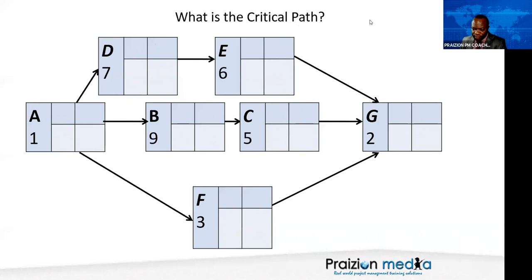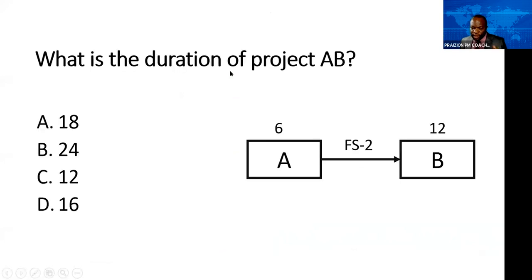All right. So I'm going to show you one simple finish to start relationship. I'm going to ask you, what is the duration of project AB, given that you have an FS -2, whatever that means? And here is your poll. We'll just do one of these. So here's the relaunch of the poll. Can you tell me what is the duration based on what you got here?